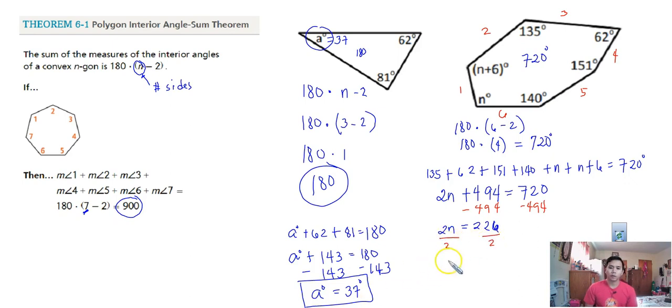Therefore, your n here would be 113. So n is 113. So this measures 113. And then 113 plus 6, which is this angle here, is 119. So using this theorem, we can actually solve for the measurement of the angle, okay? And of course, the sum of the interior angles in the polygon, right?